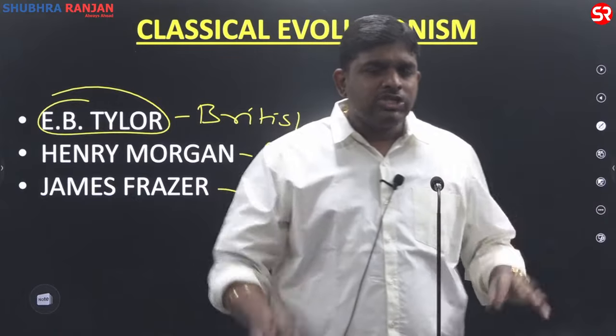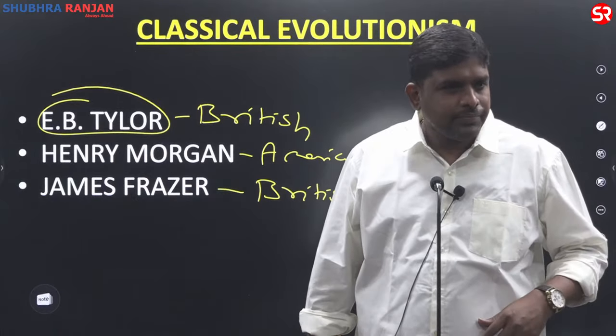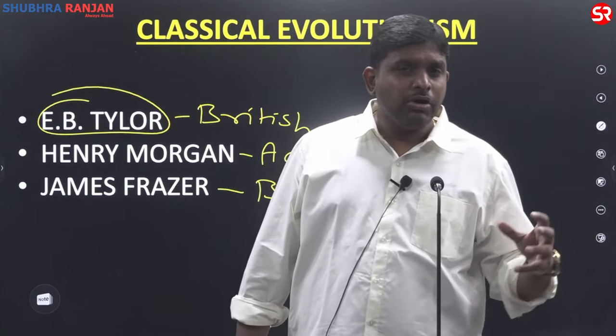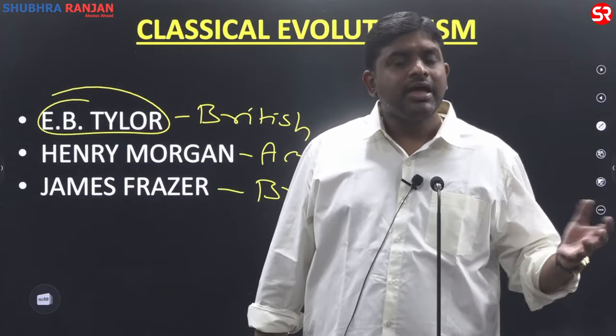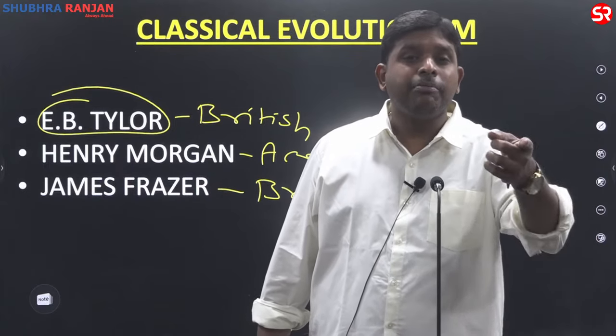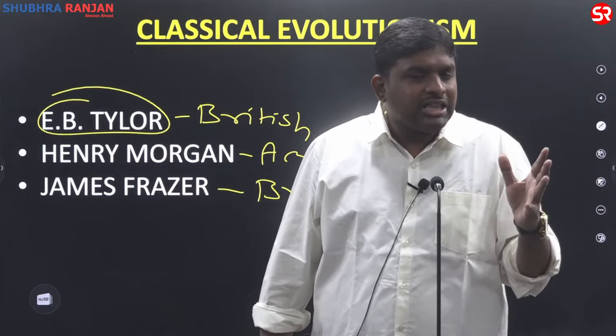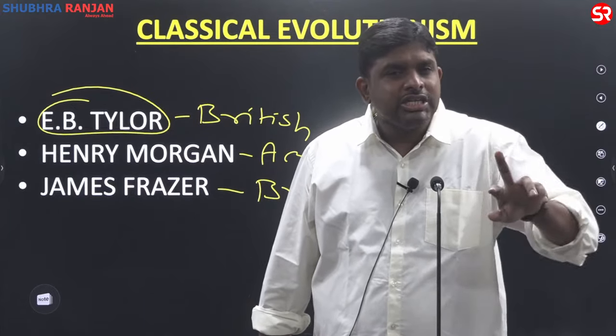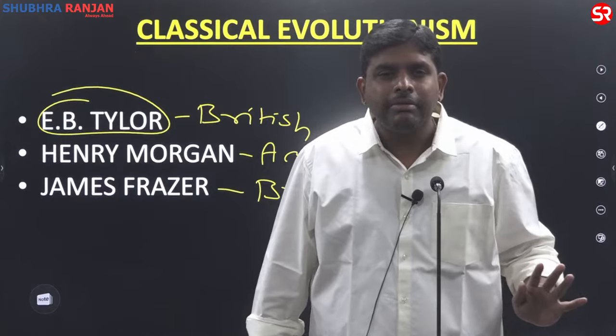And he wrote one book which is called Primitive Culture. The book was so famous. Because of the book, E.B. Taylor got a huge name and the discipline of anthropology also became popular. If not, the anthropology discipline was not that popular. Because of his book, Primitive Culture, the discipline of anthropology also became popular.